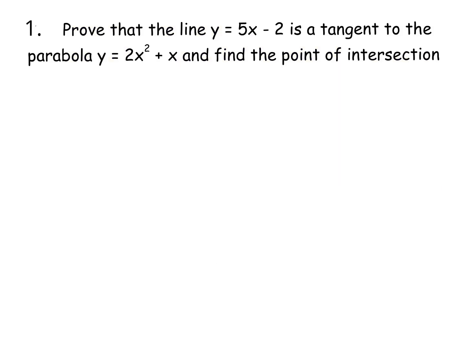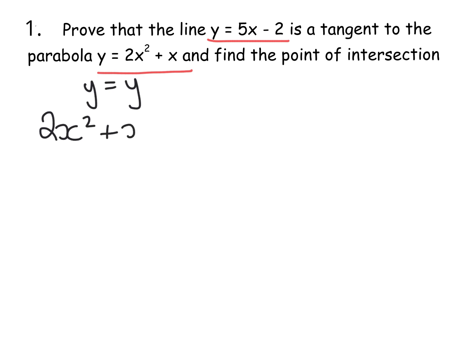So here is example 1. We're asked to prove that this line is a tangent to the parabola here, and we have to find the point of intersection. So our first step is we set y equal to y. Now, given the choice, you should always put the quadratic on the left-hand side, or the one with the highest power of x, just to save your rearrangement a wee bit. So I'm going to put the quadratic here. So 2x squared plus x equals 5x negative 2. I'm saying just put the quadratic on the left because everyone likes to work to the left and bring your letters to the left.